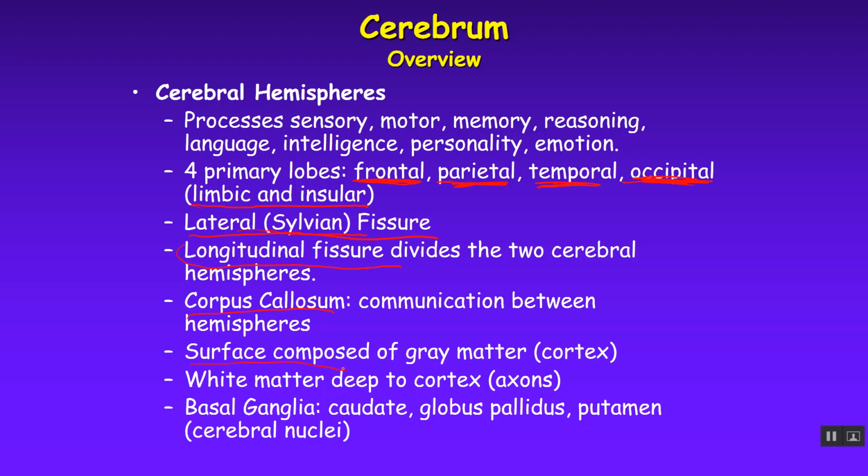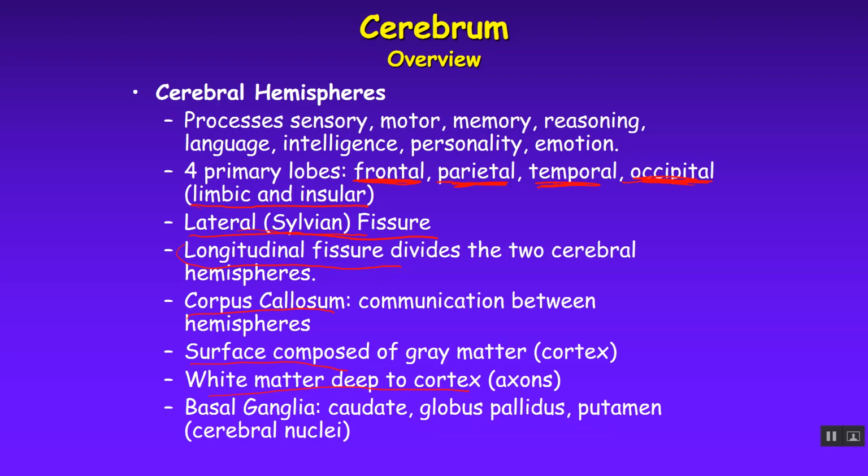The surface of our cerebrum is gray matter, or the cortex. It's microscopic in nature. When you cut through it, you can see a difference of a millimeter or two thick between the white matter and the gray matter. White matter is deep to the cortex. That's where the axons are. The cell bodies are up in that cortex, and their axons project down, or sometimes axons project up to those cells on the cortex.